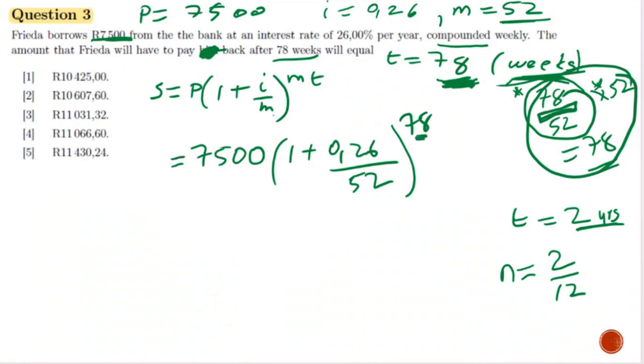Good, be careful, good. This is already been put. You are given, it has been already been converted into weeks. So you don't need to reconvert it again. Okay, so here you would get the answer, which is 11,066.60. Okay, so that's what I wanted to highlight there, Uti. When you get questions like this, look if the time is already been converted so that you don't reconvert and divide by the compounding units. Okay.